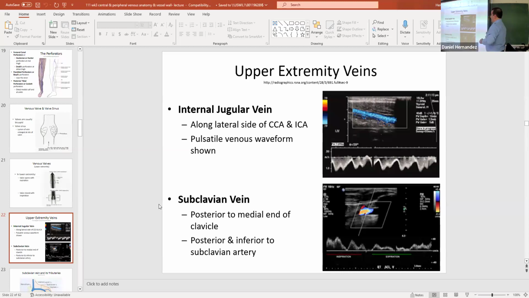The next vessel that we image is going to be our subclavian vein. This is also a deep vein because it has a corresponding artery. We know we have the subclavian artery, so we know it's a deep vein because it has that corresponding artery that courses with it. This is also considered a more central vessel because we are in close proximity to the heart, so this one also typically has a pulsatile waveform. It is posterior and medial to the clavicle, and posterior and inferior to the subclavian artery. So the artery is above it, and the vein is below.